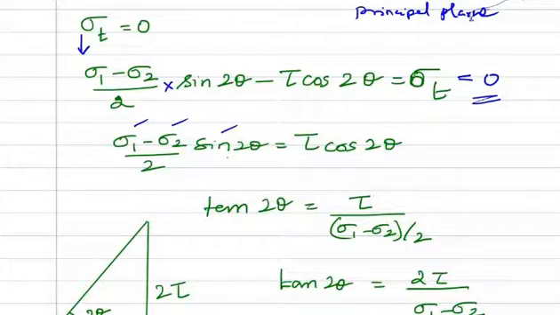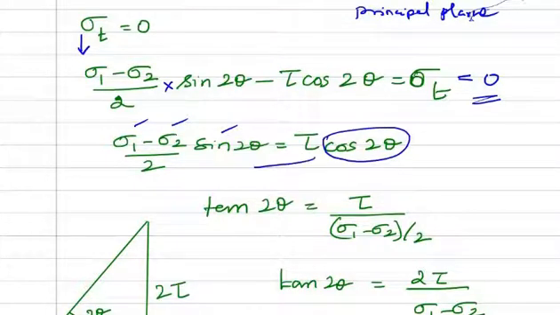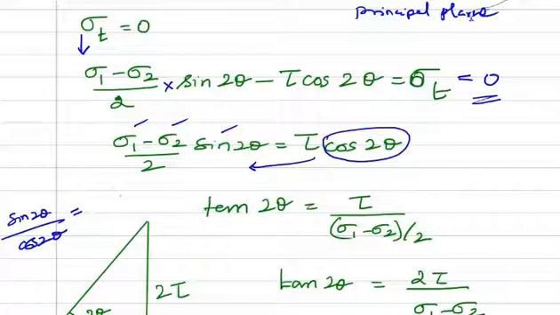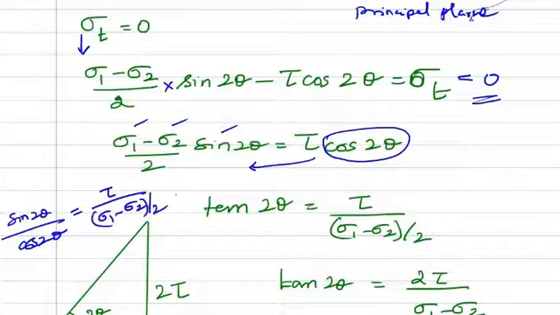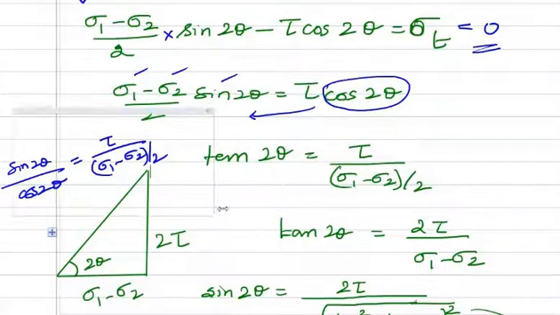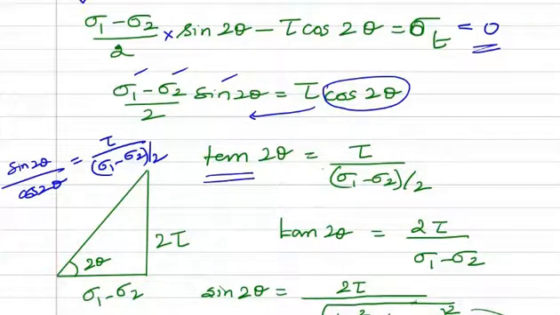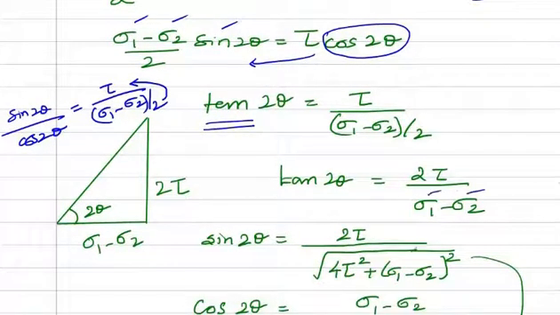In the next step, you bring this cos 2 theta to the denominator. So I'll be having sine 2 theta by cos 2 theta is equal to tau divided by sigma 1 minus sigma 2 divided by 2. Sine 2 theta by cos 2 theta is equal to tan 2 theta. So tan 2 theta is equal to, bring this 2 to the numerator, 2 tau divided by sigma 1 minus sigma 2.